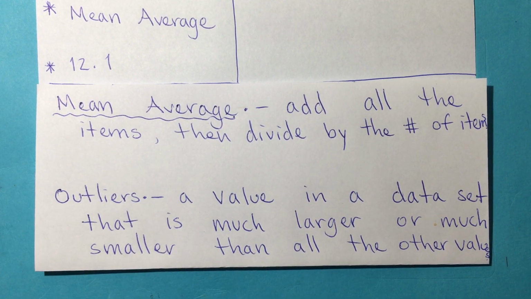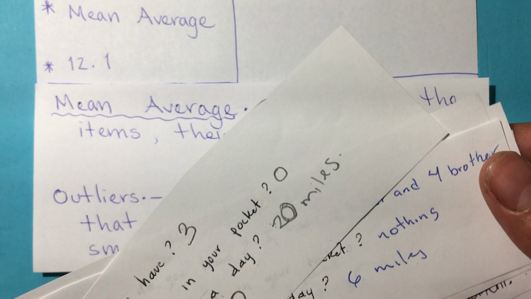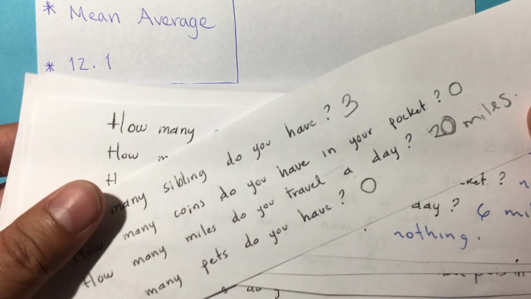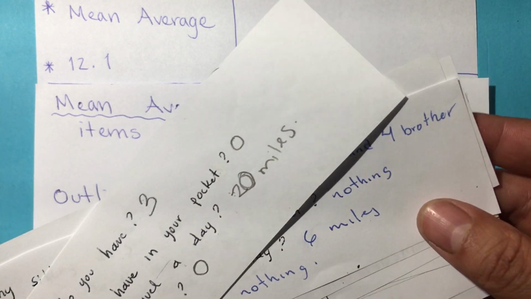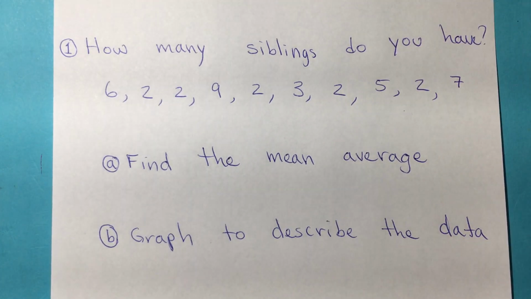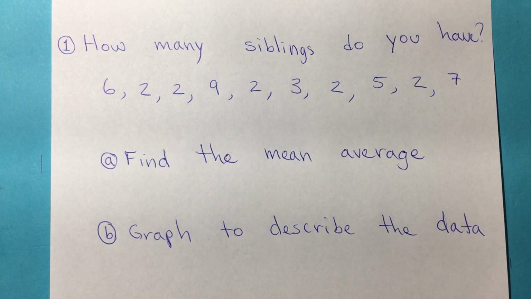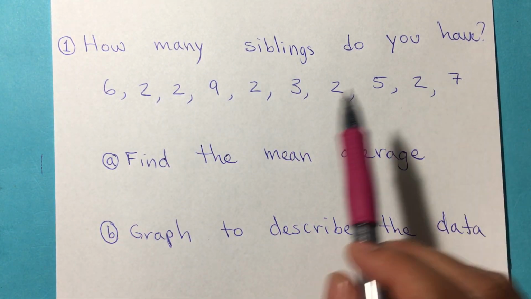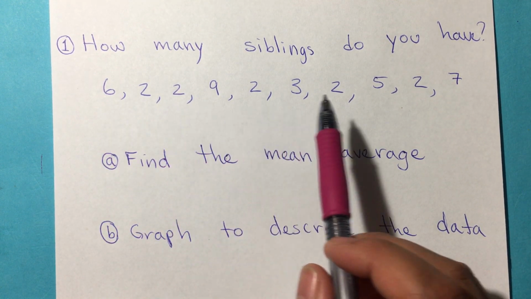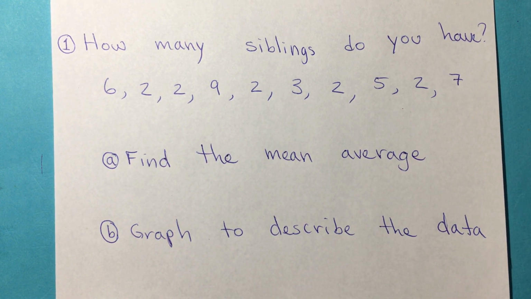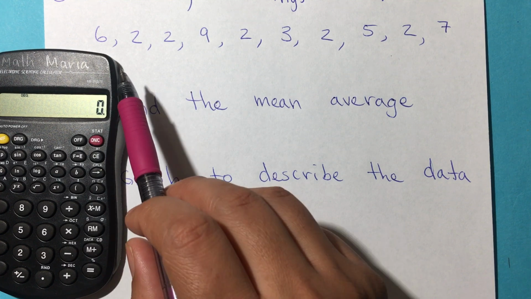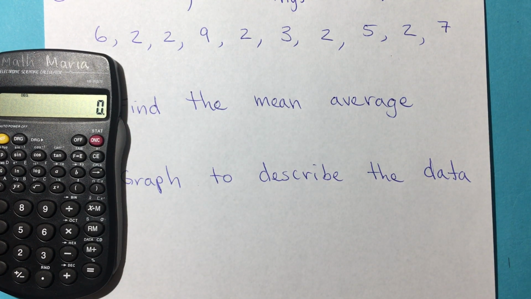And what I decided to do is at random, I just asked some questions, and I'm using 3 of those questions. So the 3 that I chose, number 1 says, how many siblings do you have? And these were the responses that I got from those 10 students. And I'm going to use my calculator, but you can definitely do mentally.